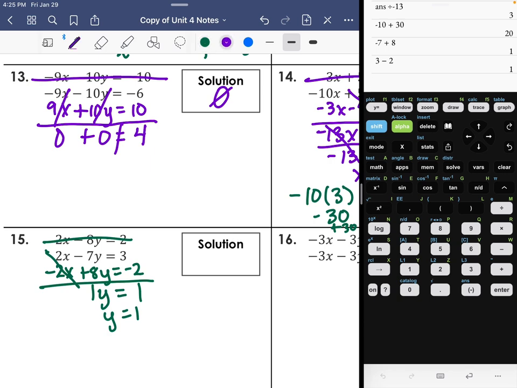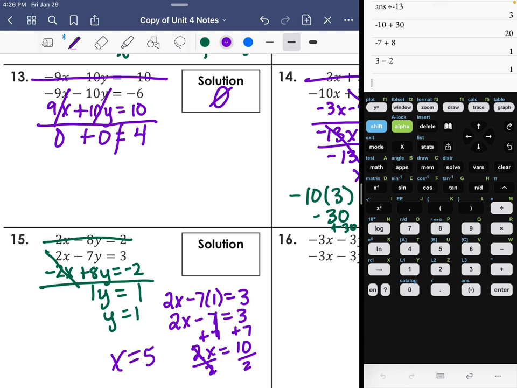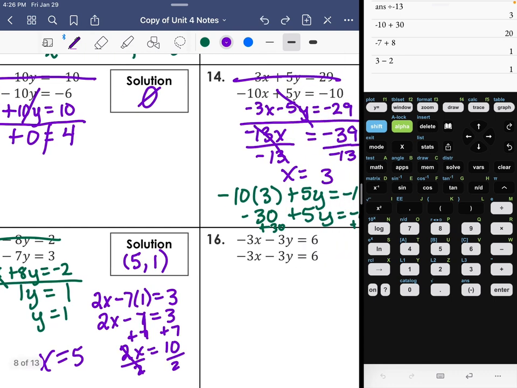All right, so then we will substitute that in like so. So that means we have 2x minus 7 equals 3, because negative 7 times 1 is just negative 7. Add the 7 to the 3, so we have 2x equals 10. Divide both sides by 2, x equals 5. So our answer there is 5, 1. And again, that one seemed really easy because we got these ones right here, which made our problem more simple. You know, smaller the numbers, the easier it is.